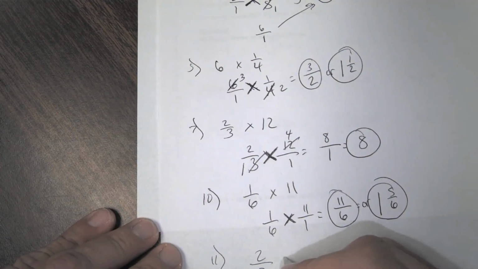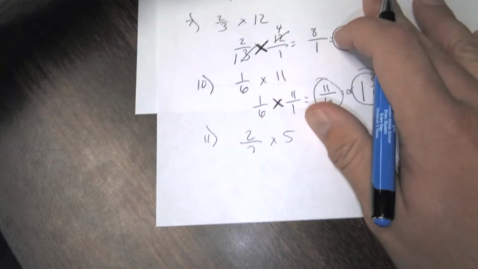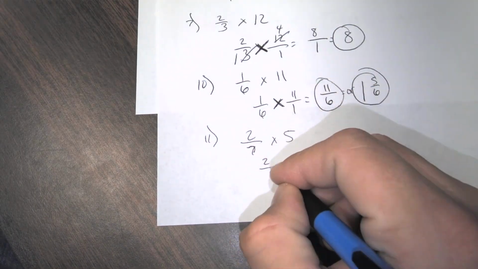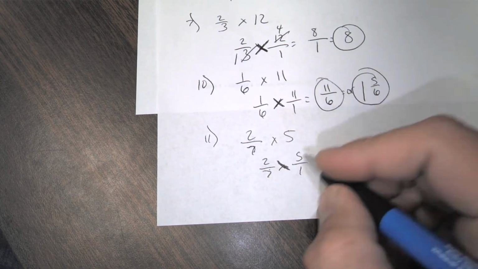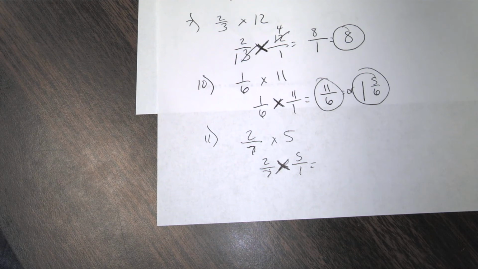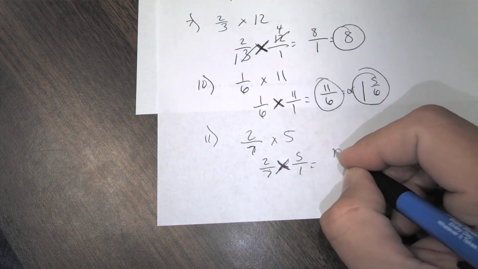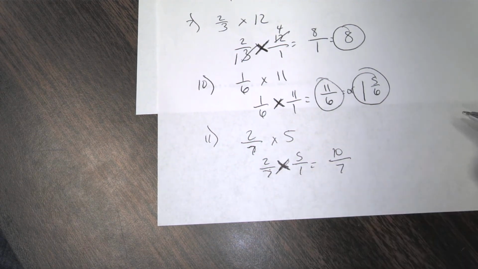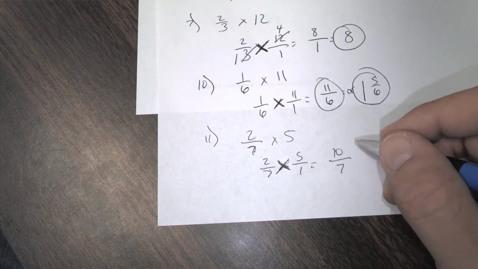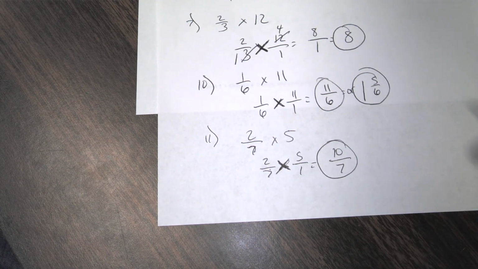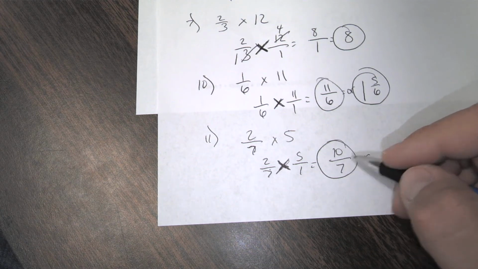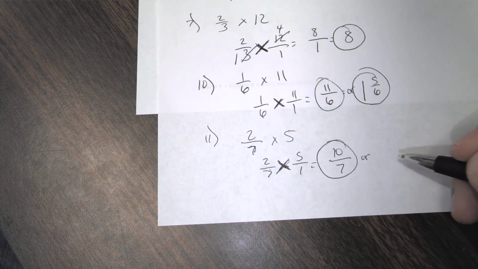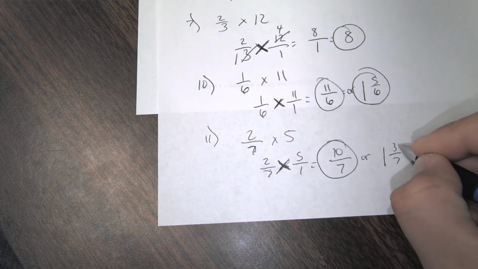And the last one, number 11. 2/7 times 5. Okay, so I gotta rewrite it as a fraction, so 5 over 1. Okay, 2 and 1 I can't do anything with, and 5 and 7 I can't do anything with, so I'm just going to multiply this out. So 2 times 5 is 10, 7 times 1 is 7. There's no simplifying, so I'm done. So that's an improper fraction. 10 is bigger than 7. So if I turn this into a mixed number, I get 1 and 3/7.